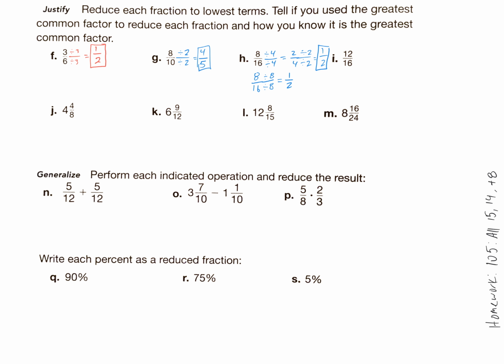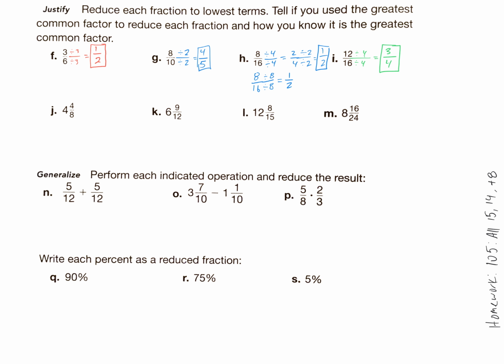So here I'm going to try part I. I see they both have a factor of 4, I believe, is the biggest one I can think of. 12 divided by 4 is 3. 16 divided by 4 is 4. 3 and 4 don't have any common factors, so I'm going to box that in.